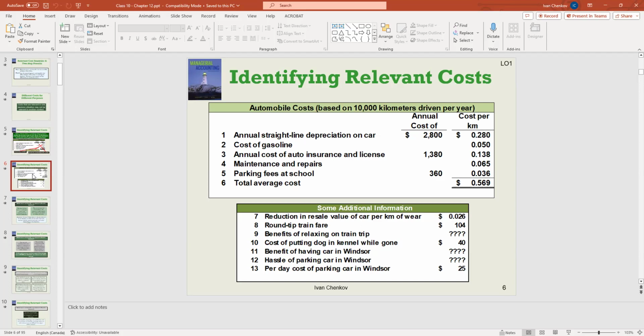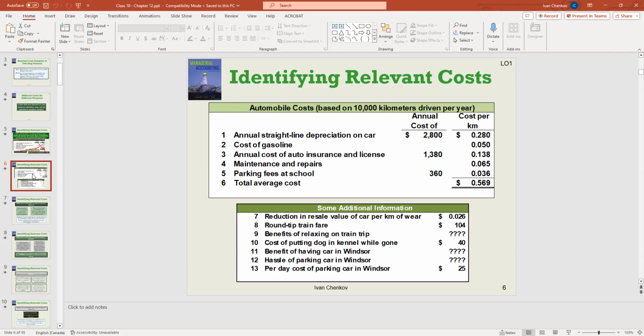Cost of putting the dog in the kennel. So now she has a dog, which we're going to put in the kennel regardless if she goes with the train or the car, because she doesn't want to take the dog with her. Will that cost be relevant for our decision? Can she avoid that cost by choosing one alternative versus another alternative? No, it's a sunk cost. It's a future cost which doesn't change, right? But it's irrelevant.